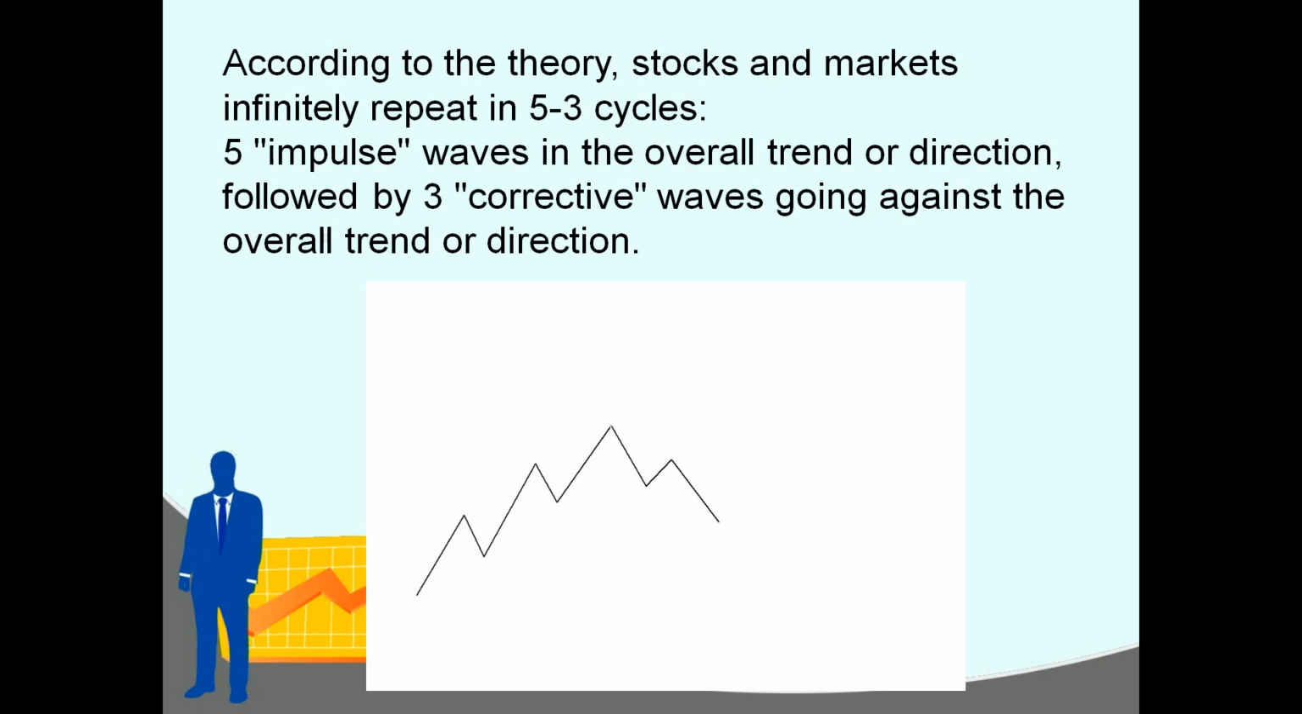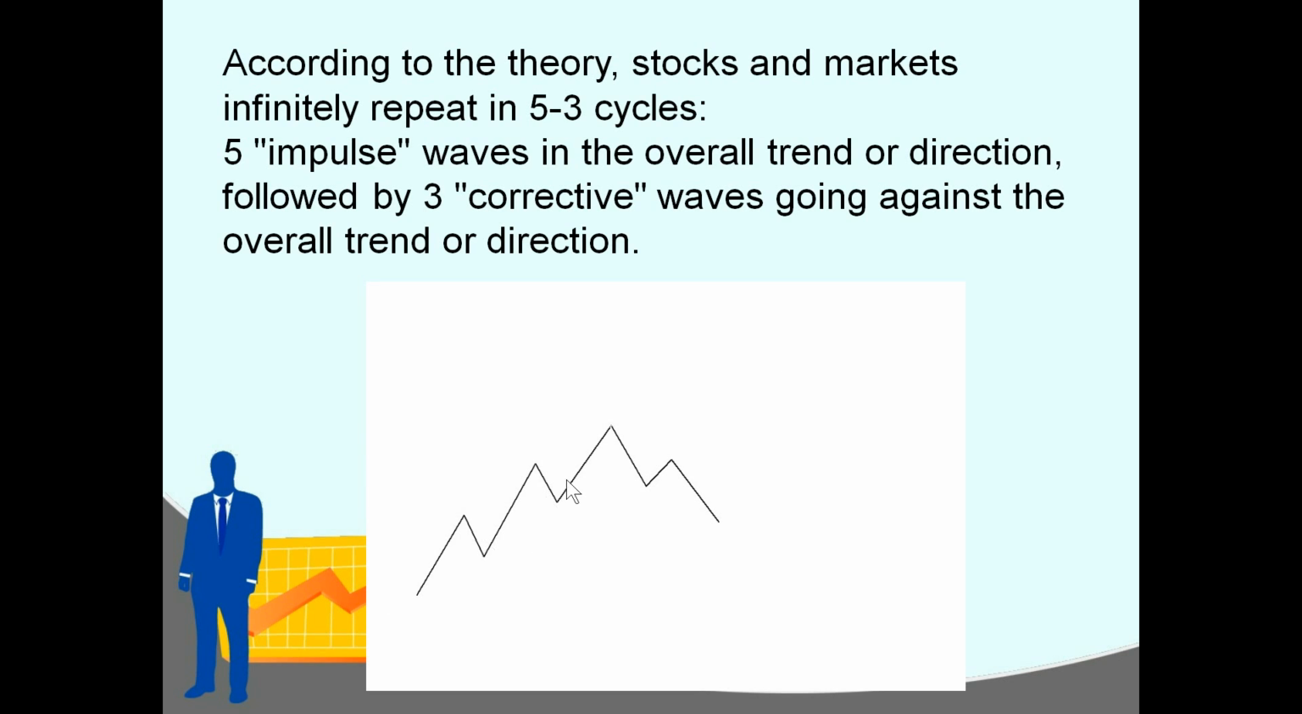First, 5 impulse waves in the overall trend or direction. So imagine a stock or a market that tends to go up over time. Well, you've got 5 impulse waves, and they're like stair steps or zigzags, but we're going to call them impulse waves. So here they are, 1, 2, 3, 4, 5. 5 impulse waves. And those are going upward here.